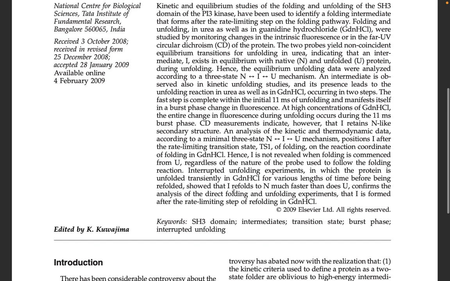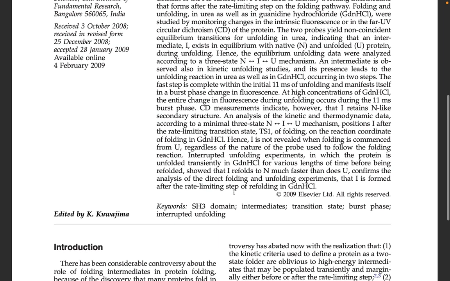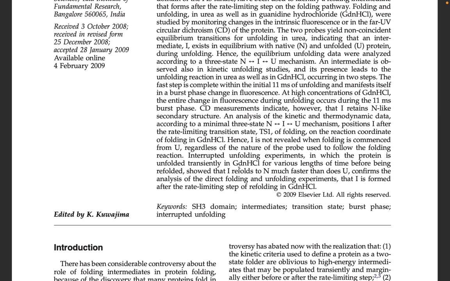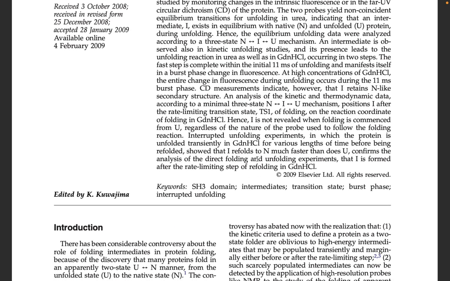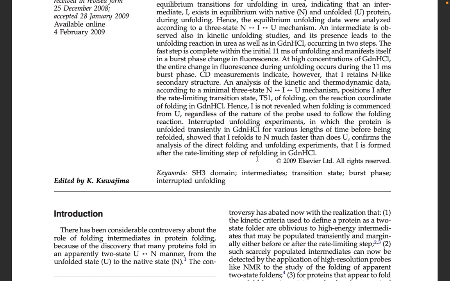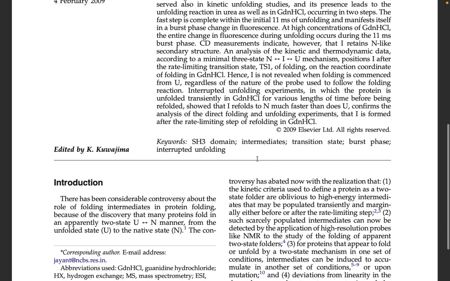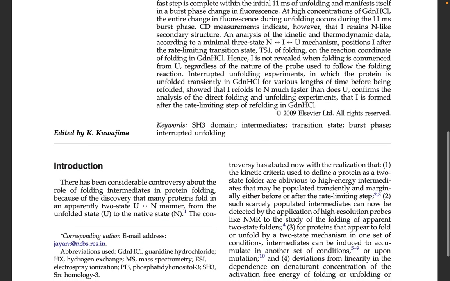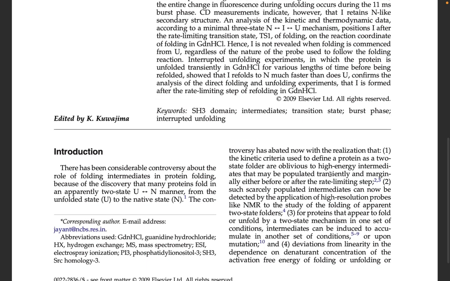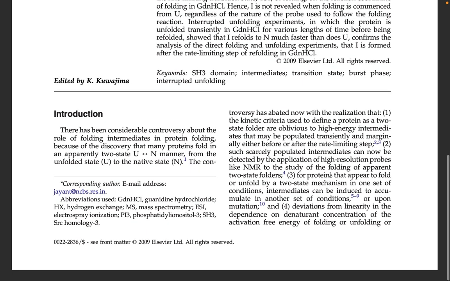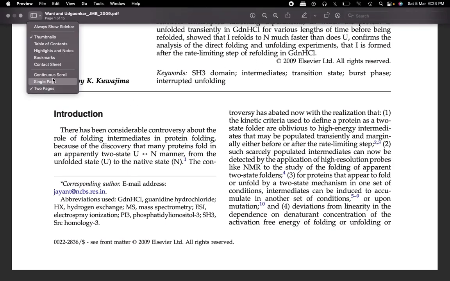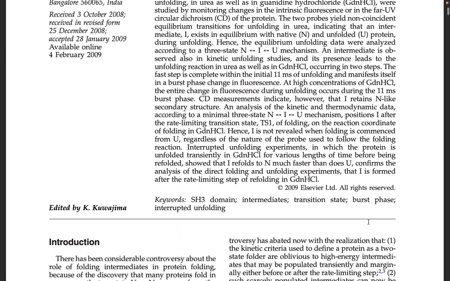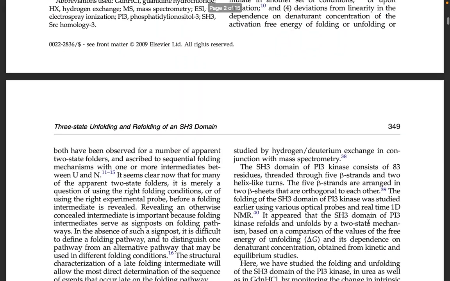the folding reaction. Interrupted unfolding experiments, in which the protein is unfolded transiently in guanidinium hydrochloride for various lengths of time before being refolded, showed that I refolds to N much faster than U. This confirms the analysis of the direct folding and unfolding experiments that I is formed after the rate-limiting steps of refolding in guanidinium hydrochloride. Now let's look at what argument this paper presents.